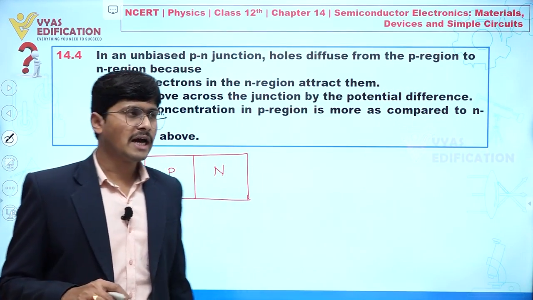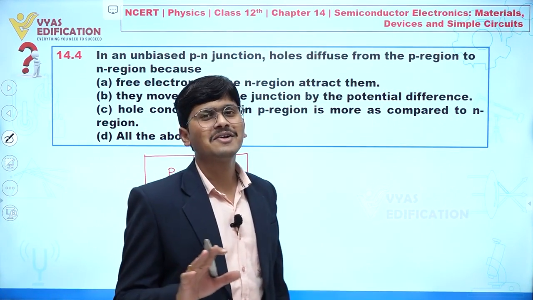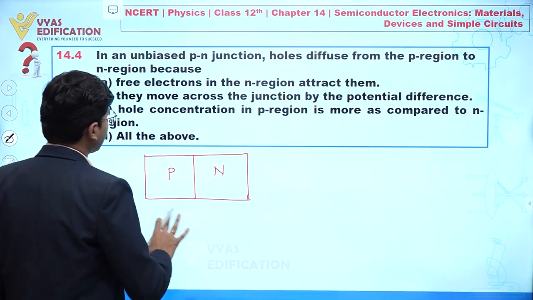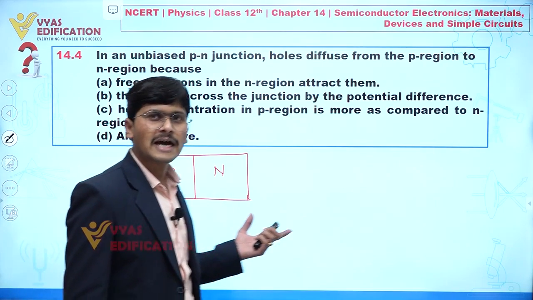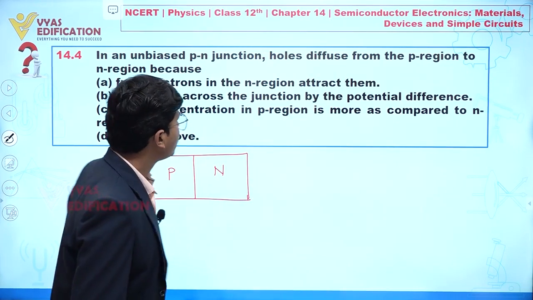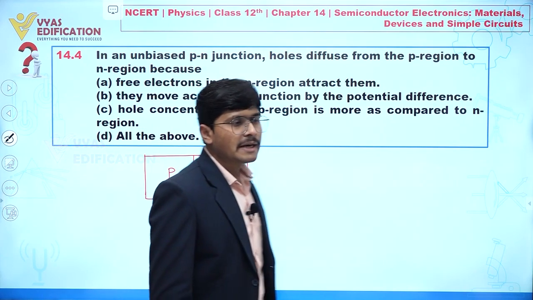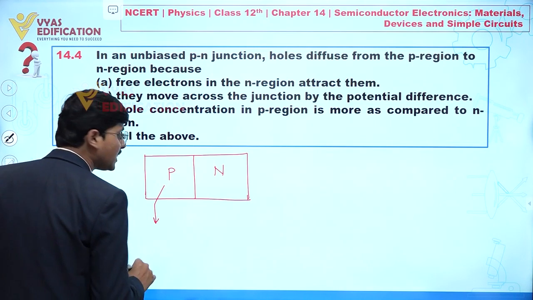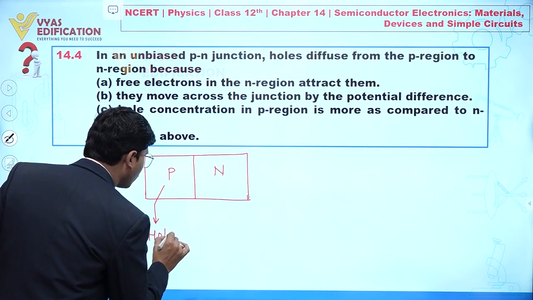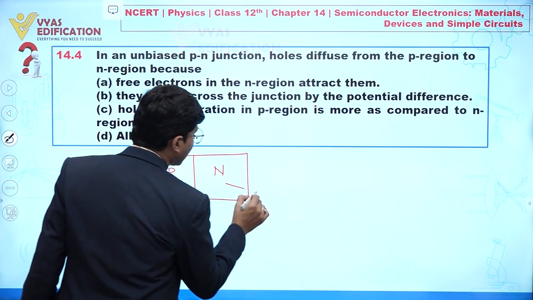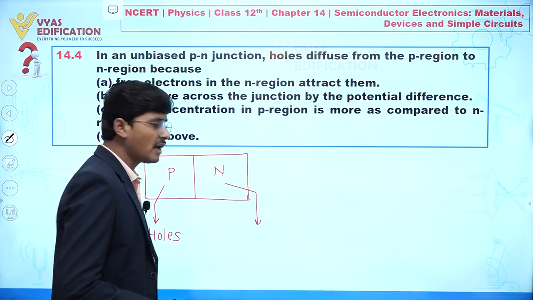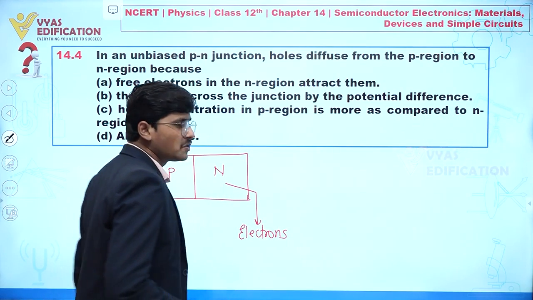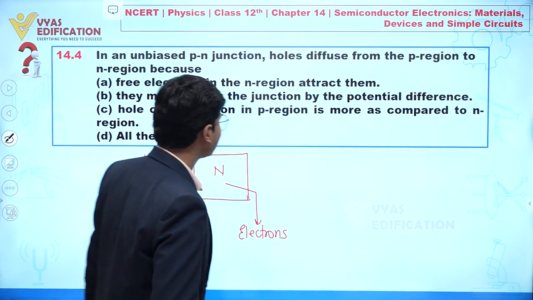Whenever we talk about unbiased, we are not connecting this semiconductor with any electric source. Clear? So directly you can see this is just like at room temperature. Now we know, in p type of semiconductor, what is the majority charge carrier? In p type of semiconductor we have holes as majority charge carrier. In n type of semiconductor we have electrons as majority charge carrier. Clear? So now which option is correct? Let us try to understand.